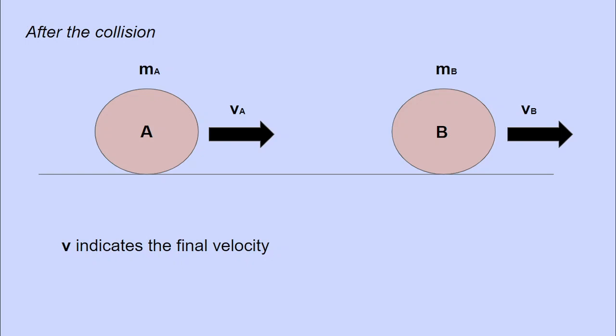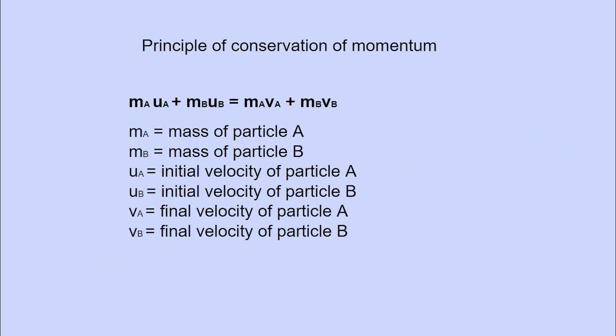Let's take a look after the collision. V indicates the final velocity. The final velocity of A equals VA. The final velocity of B equals VB. We are going to use the principle of conservation of momentum equation, namely ma times ua plus mb times ub equals ma times va plus mb times vb.